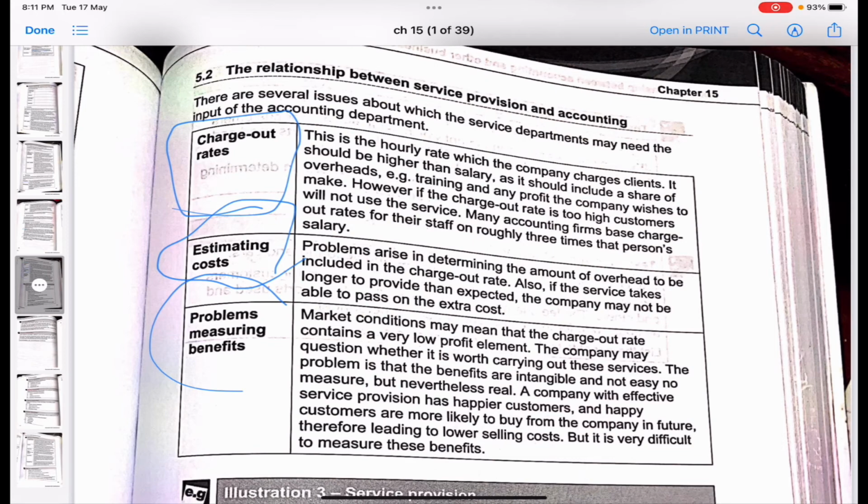So, a company with effective service provision has happy customers. A happy customer is more likely to buy from the company in future, therefore leading to lower selling costs. But it is very difficult to measure these benefits. So, charge out rates, how much to charge, cost estimation after the overheads, and then problems measuring the benefits.